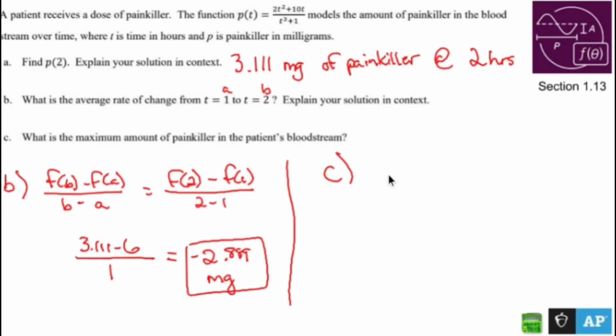So part C, the maximum value ended up being 6.161 milligrams, and that happened at 0.851 hours. So calculator problem, lots of fun. I hope you enjoyed it as much as I did.